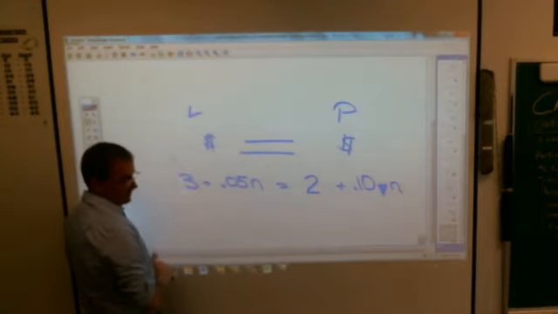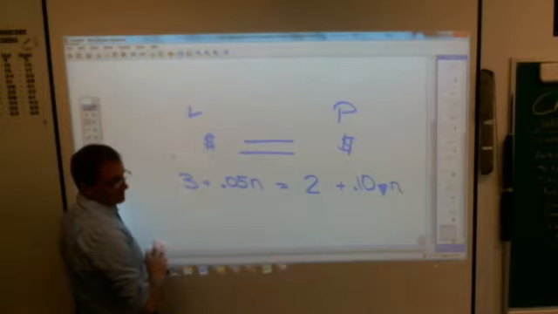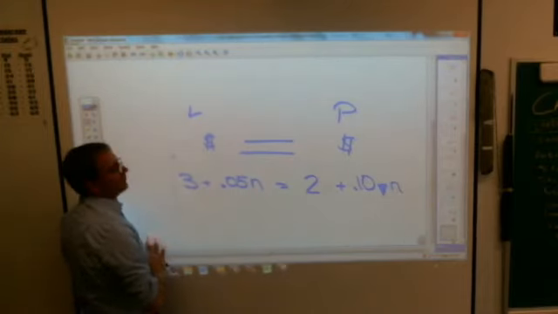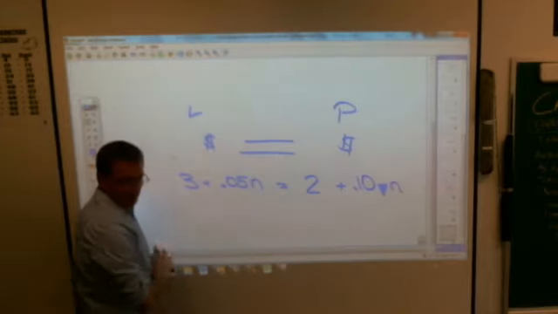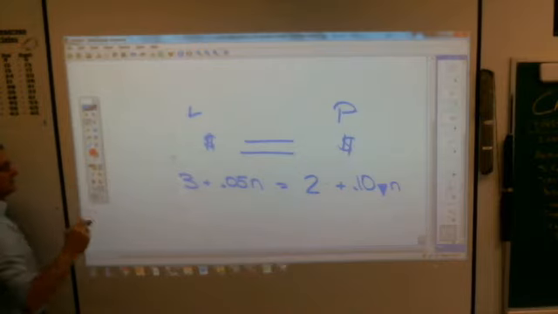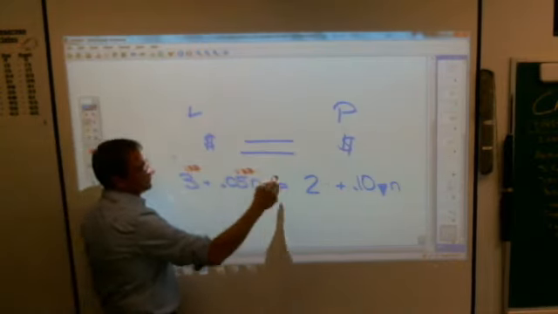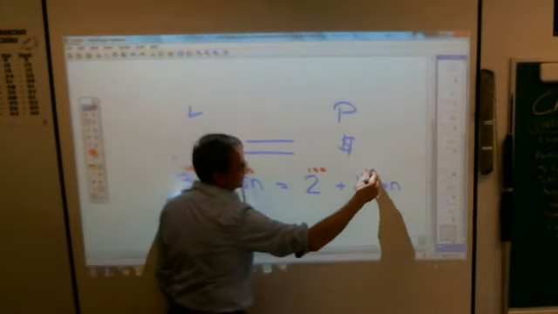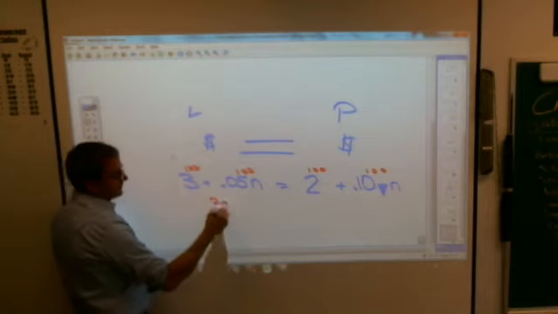Then how would I solve that? John, give me a suggestion. What if I don't like working with decimals? What could I do? Now, what if I don't like working with fractions either? We talked about this the other day. How can I get rid of all my decimals? Multiply everything by 100. What do I get if I multiply 3 times 100?